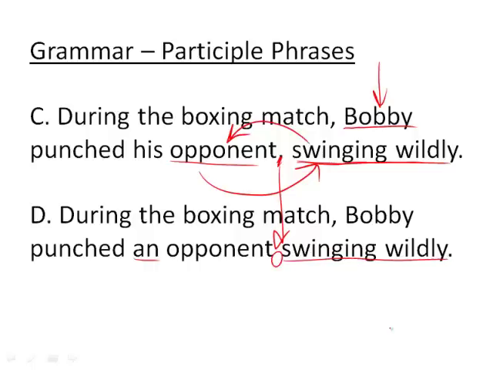Now let's look at D. During the boxing match, comma, Bobby punched an opponent, swinging wildly. Now, there is no comma, and so therefore, the participle phrase refers to the word that came directly before it. So there's no comma. You can think of it as this little touch rule. These two words here are touching, therefore the participle phrase refers to opponent. And so Bobby wasn't swinging wildly, it was the opponent. Regardless, though, these are both participle phrases. They begin with a gerund, and they both describe nouns. In C, they describe Bobby, and in D, the opponent.